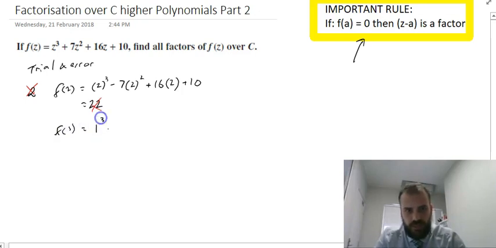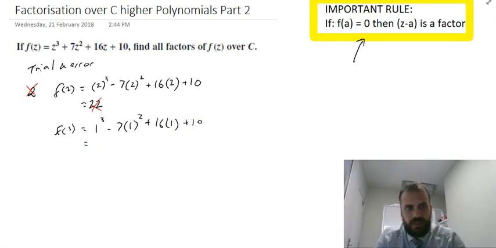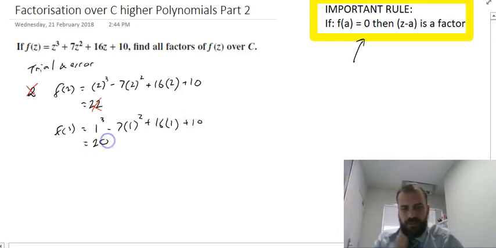So 1 cubed minus 7. Okay, stick that in my calculator. Alright, that's given me a number of 20. That's barely moved the needle. If I put in 0, what would I get? I'd get 10. So 2 gets 22, 1 gets 20, 0 gets 10. What about negative 1?